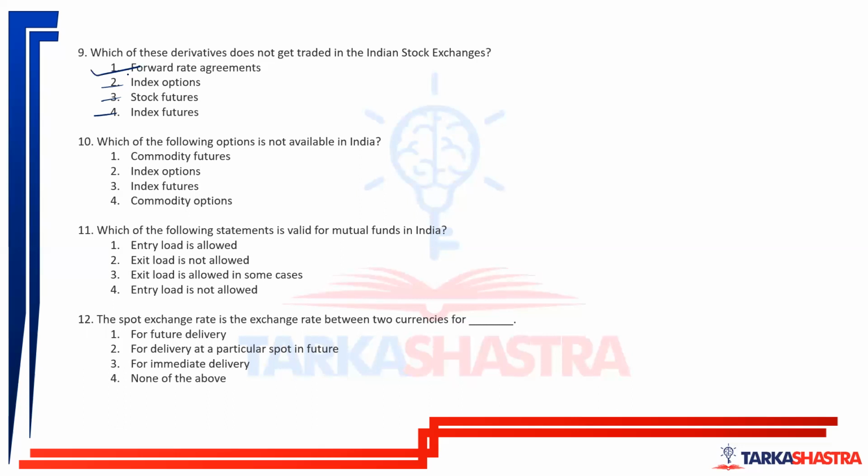Option A. Which of the following options is not available in India? Commodity futures, index options, index futures, commodity options. So the answer is commodity options.